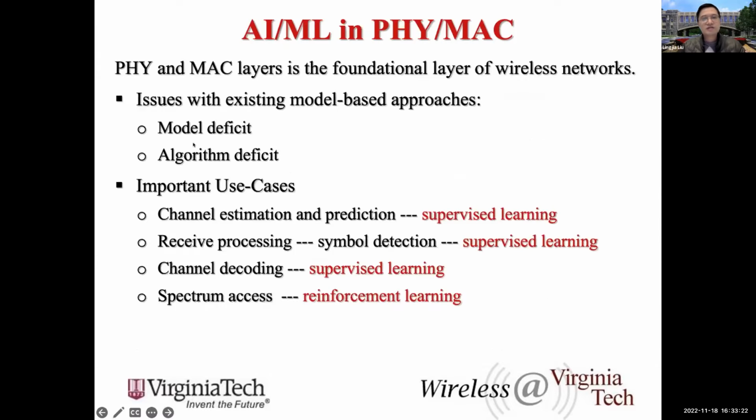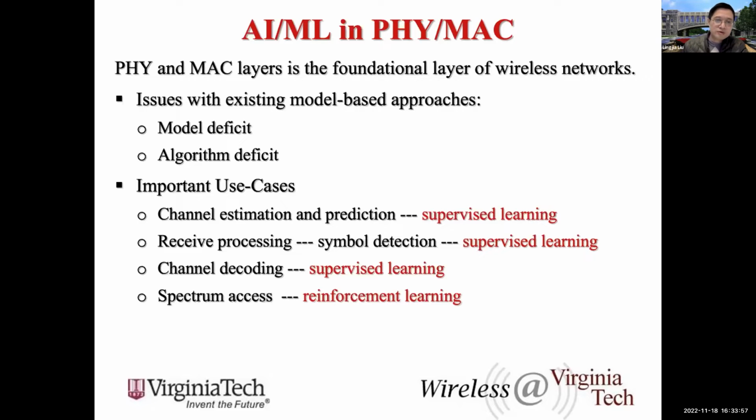Now let's look at the different layers where we can apply machine learning and AI strategies. I'm more of a physical and MAC layer person, and we think the physical and MAC layer is the foundational layer of a wireless network. We want to look at whether machine learning can help there. In that layer, the major issues are model deficit and algorithm deficit, especially in the high frequency domain, where non-linearity and device imperfection come into play. Machine learning can help there, and also on the algorithm side.